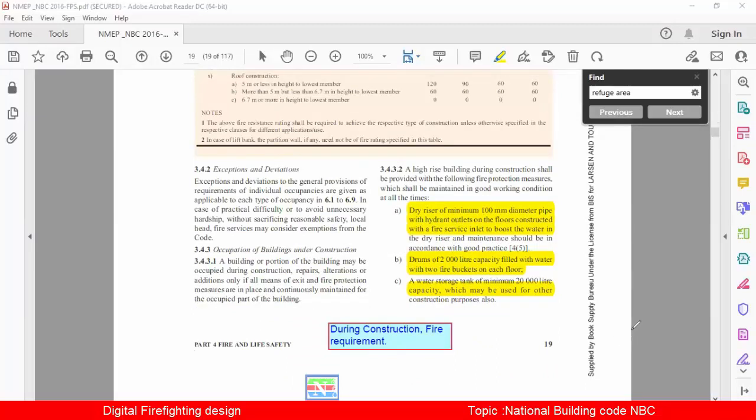This is the during-construction fire requirement. During construction, generally a lot of people neglect the requirements of fire. So these are the requirements. You should keep a dry riser of 100 mm with hydrant outlet on each floor under construction, with fire service inlet to boost the water in the dry riser. You need to keep a drum of 2000 liter capacity with 2 fire buckets on each floor. And you need to have a water storage tank of 20,000 liters capacity. It's the minimum requirement during construction.